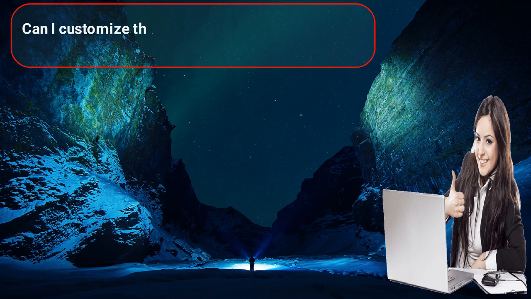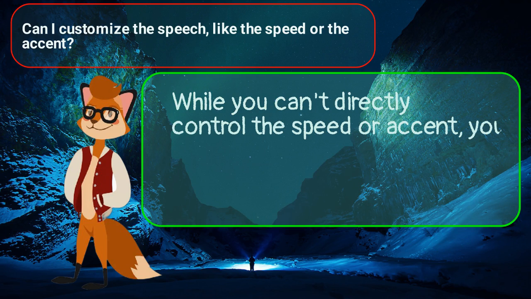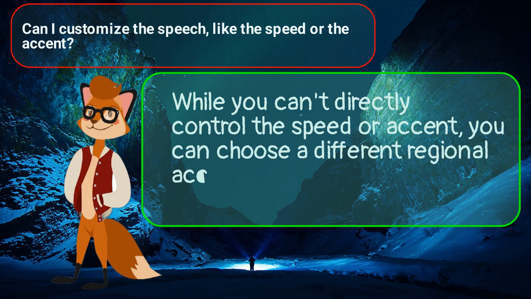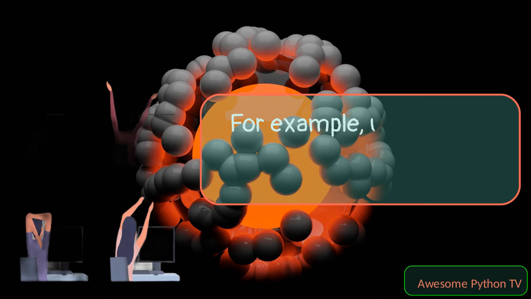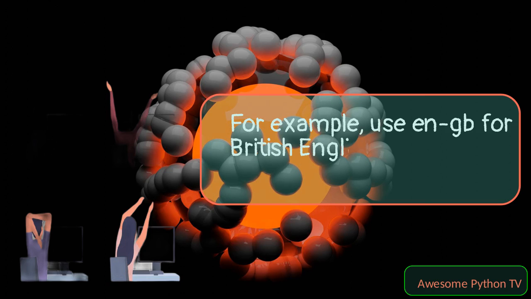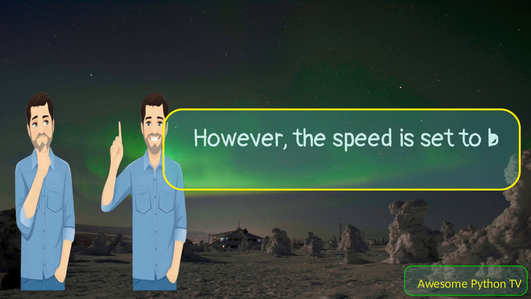Can I customize the speech, like the speed or the accent? While you can't directly control the speed or accent, you can choose a different regional accent by changing the language code. For example, use EN-GB for British English or EN-AU for Australian English. However, the speed is set to be natural.